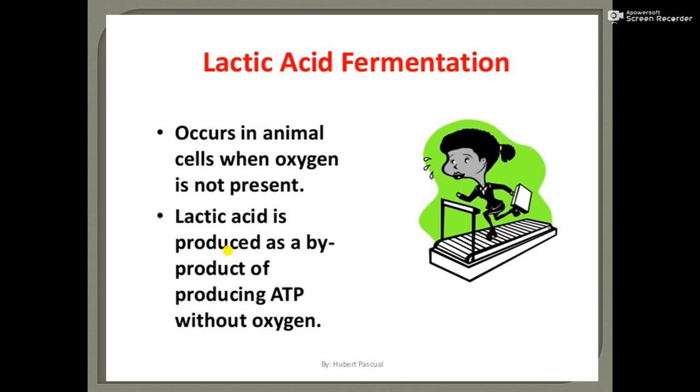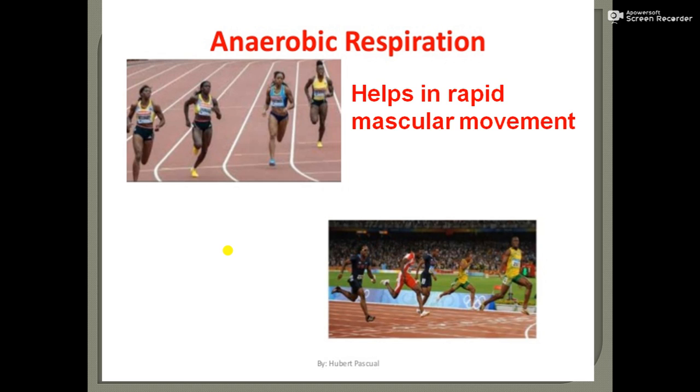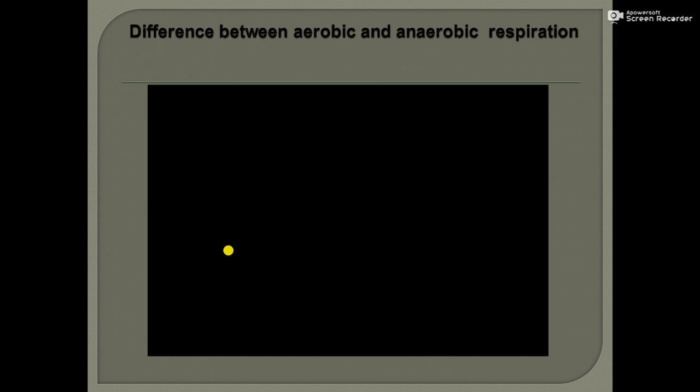So lactic acid fermentation occurs in animal cells when oxygen is not present. Lactic acid is produced as a byproduct of producing ATP without oxygen. So anaerobic respiration helps in rapid muscular movement when there is not sufficient oxygen in the muscle cells. Now we will observe a video showing the difference between aerobic and anaerobic respiration.